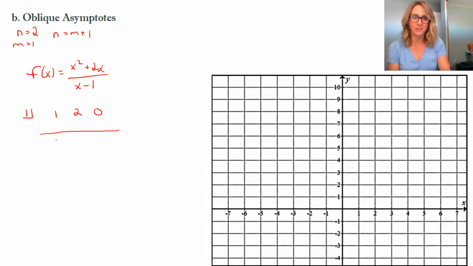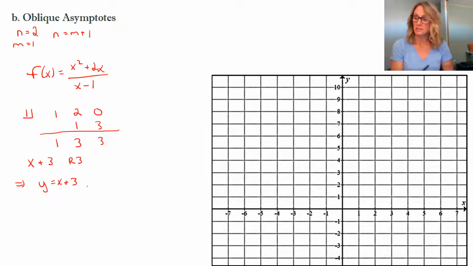You're welcome to pause if you want. You know how to do synthetic division now. Okay, so what this means is that when you do this division, x squared divided by x, you get x plus 1, and then you have a remainder of 1. But I want you to understand that the remainder doesn't matter, it doesn't have anything to do with your asymptote. The asymptote is now the line y equals x plus 1. Okay? So that is the oblique asymptote.